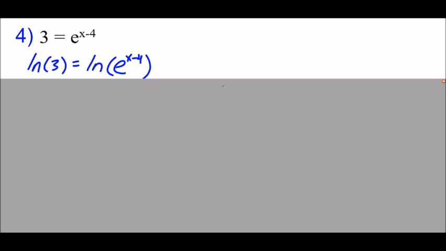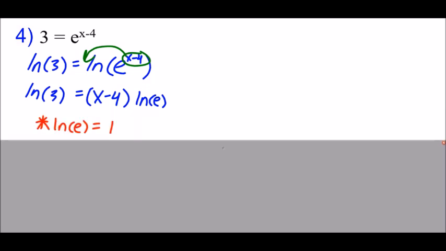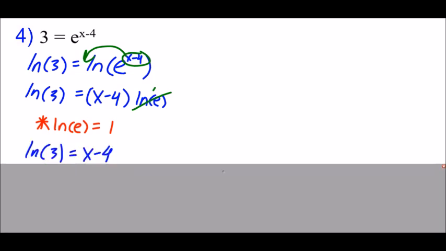Our properties for logarithms allow us to take this exponent and multiply it in front. So that's what I did in the next step. We have natural log of 3 equal to x minus 4 times the natural log of e. Now, natural log of e, that's equal to 1. So what we can do is we can cross this out and replace it with a 1. Which means our equation is now very simply the natural log of 3 equals just x minus 4.